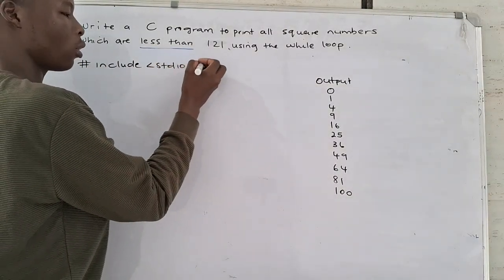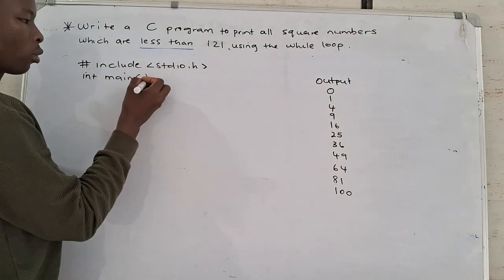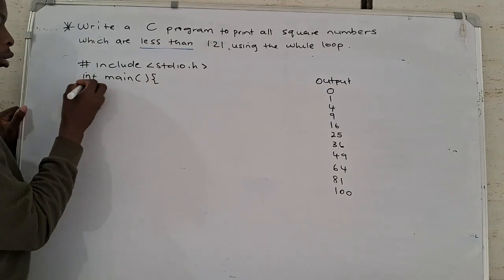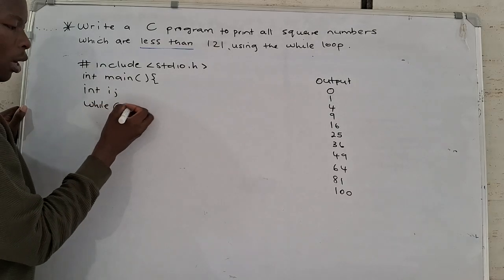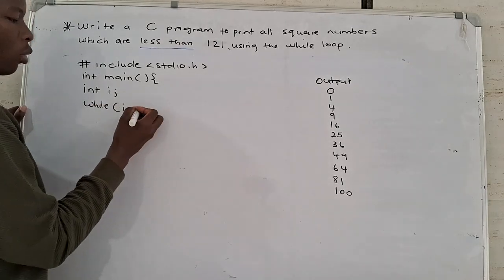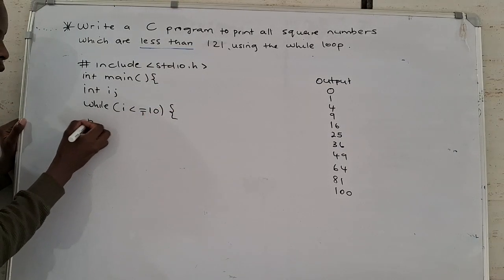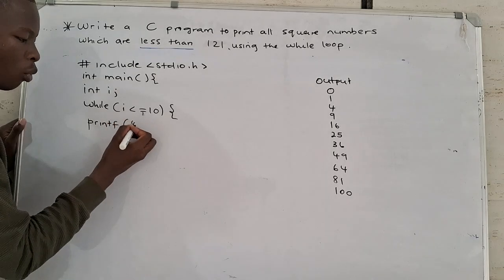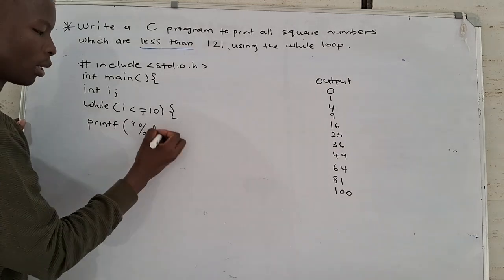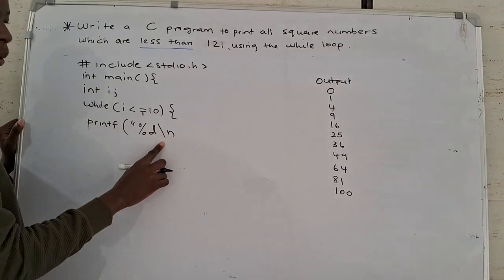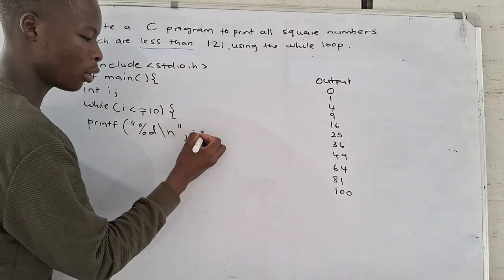Include stdio.h. int i; semicolon. While i is less than or equal to 10. Here, printf. We want to print an integer, right? These are integers, so I'm going to use %d as the format specifier, backslash n, and this is the escape sequence. I want to print i into i.